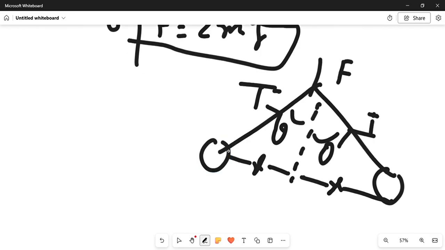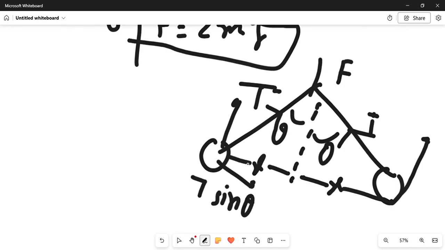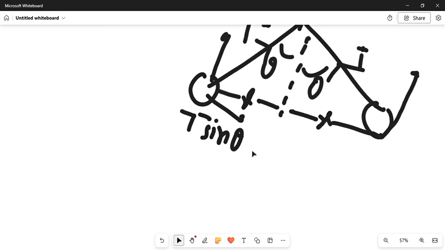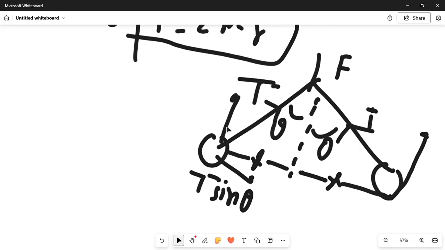So at that point, the t cos theta component is just balancing the gravitational force. At that direction, the component of T is equal to t sin theta. With this t sin theta, this particle moves towards the other and that particle moves towards this one. The t cos theta component is just balancing the gravitational force.